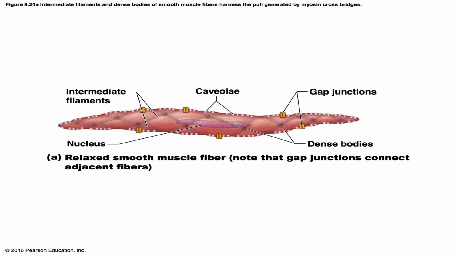These are the gap junctions you see over here, here. These are the intermediate filaments that you see throughout this muscle fiber. These are the caveolae, these little infolds that you see here. And then you have this centrally located nucleus. In addition to that, you have these dense bodies that are located throughout, in between the intermediate filaments.